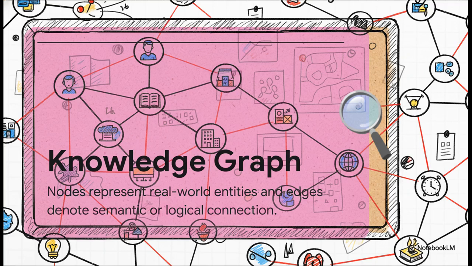Instead of a file folder stuffed with disconnected documents, you've got pins on a board representing people, places, and concepts, with that red string explicitly connecting how they all relate to one another. It completely shifted the focus from finding documents to retrieving actual knowledge.